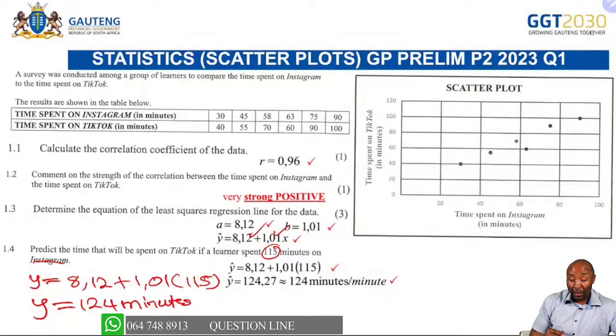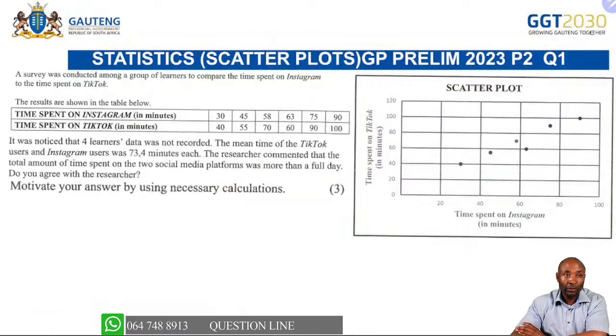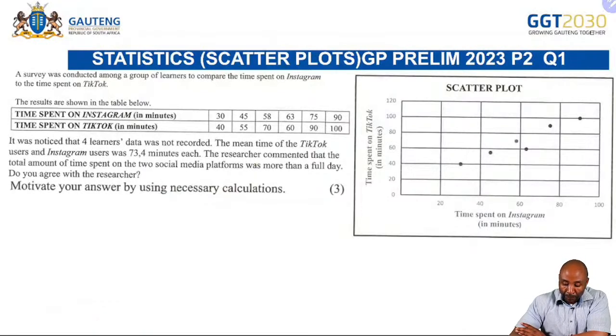Others rounded upwards is still fine. You'll get your answer as 124 or 125 minutes there. Others used the calculator and they got 125 minutes as the answer there.